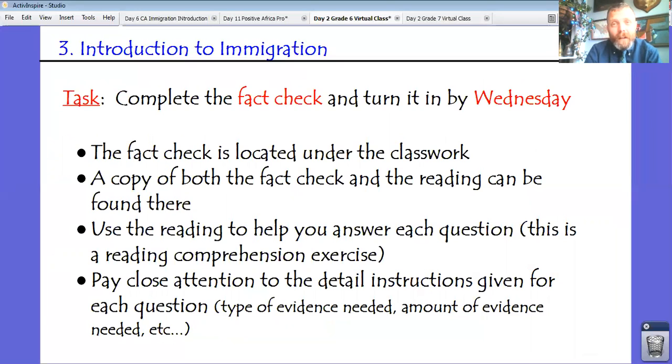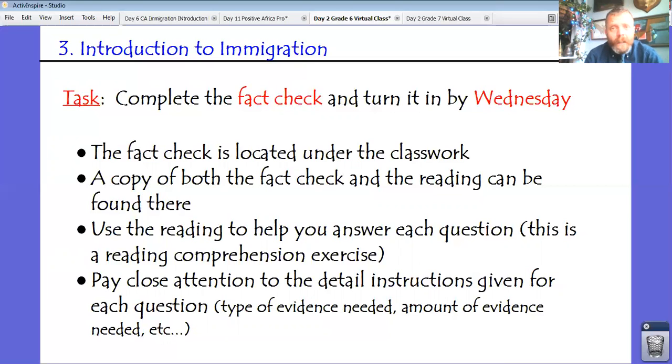If you finish it today, awesome. But if you don't finish it today, you know you can finish it tomorrow. And as long as I have it by midnight on Wednesday night, you're good to go. The fact check is located in the classwork section of my Google Classroom. A copy of both the fact check and the reading can be found there.